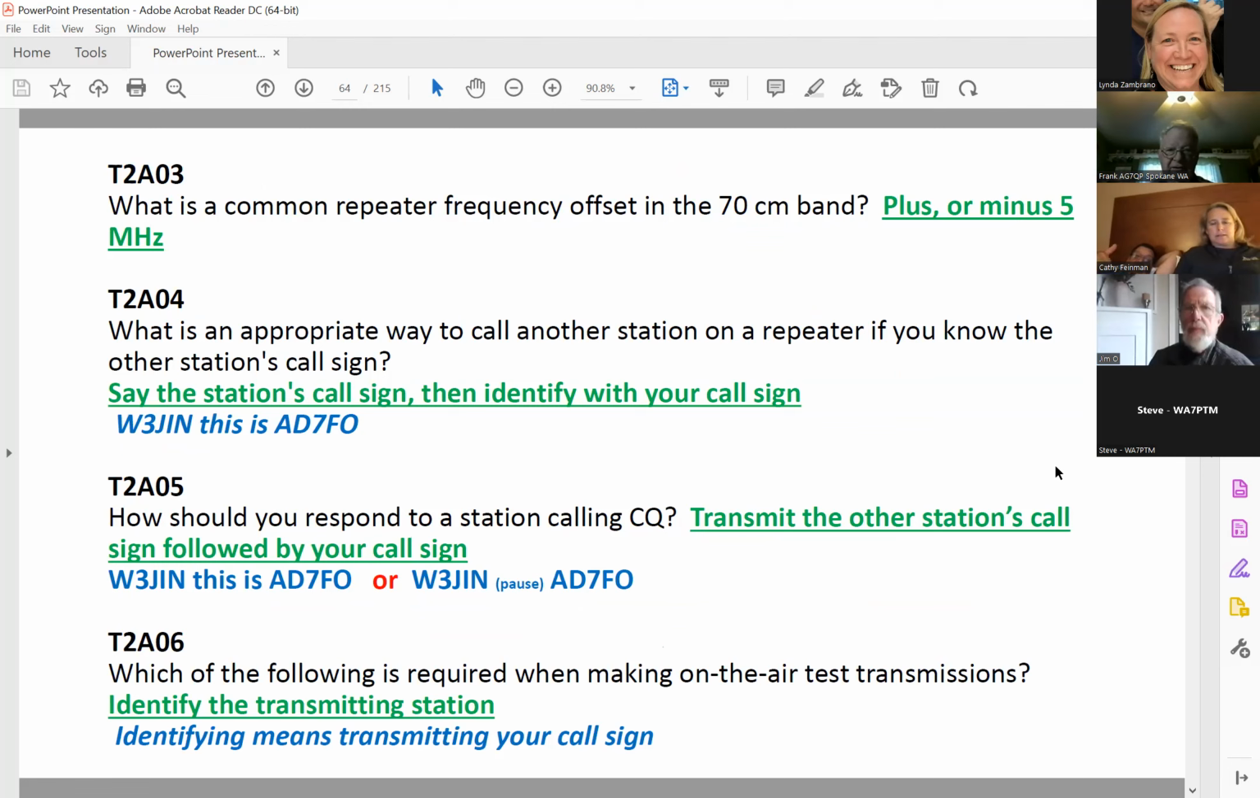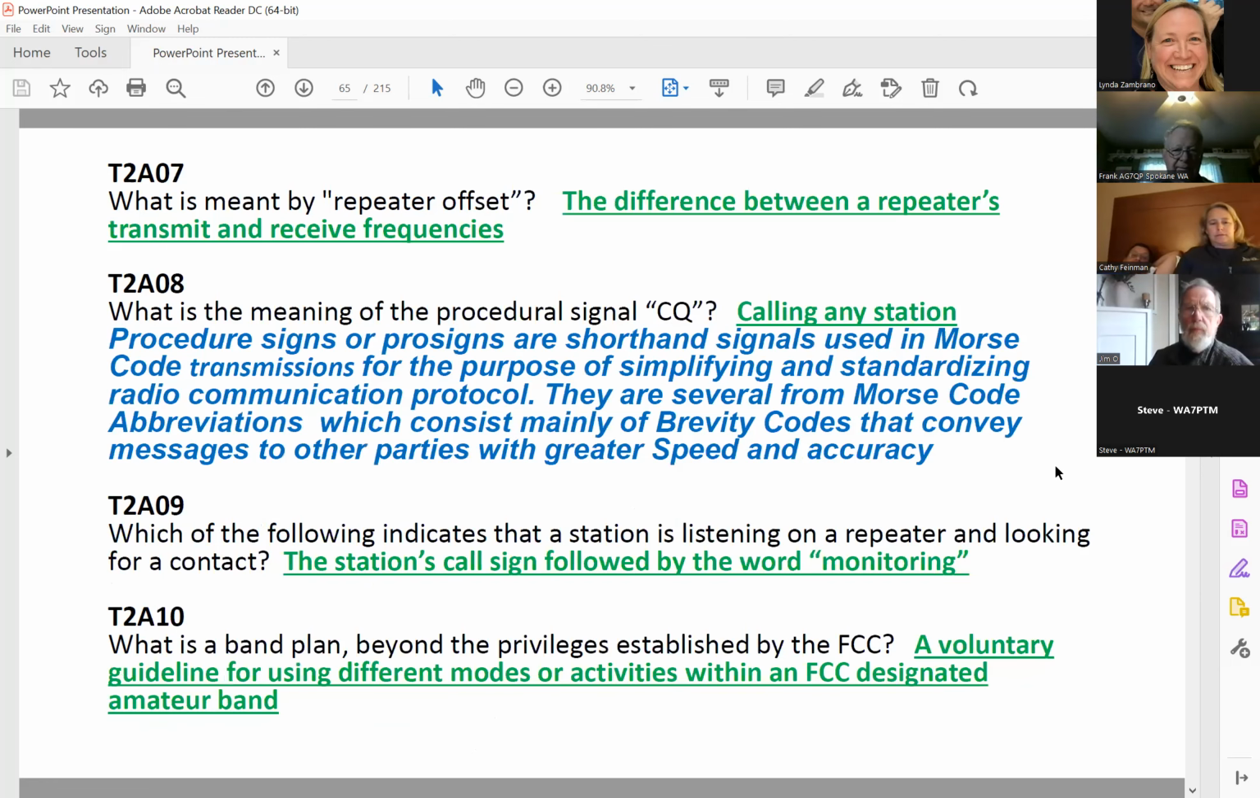And the other things, like say the station's call sign, and identify with your call sign. That is basically just how you do it. It's like, "Susie, I'm Frank." That's what you do with that. Okay, but that's element 2. How do you operate?